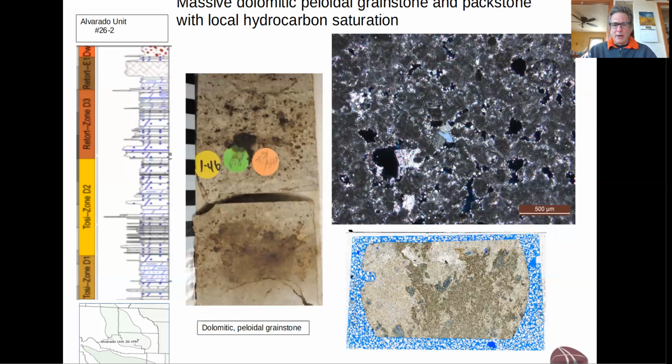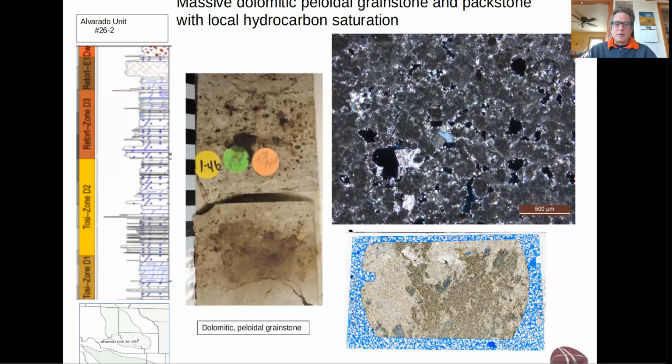The other thing I want to point out here is notice that projecting into this open moldic pore is a very nicely shaped, that is, euhedral crystal of dolomite. We see a similar relationship here. There's a pore and there's a dolomite crystal projecting into that pore that obviously grew into the open space. And that dolomite is itself overlain by a small crystal of quartz. So we actually have two dolomite crystals, one here, one here.